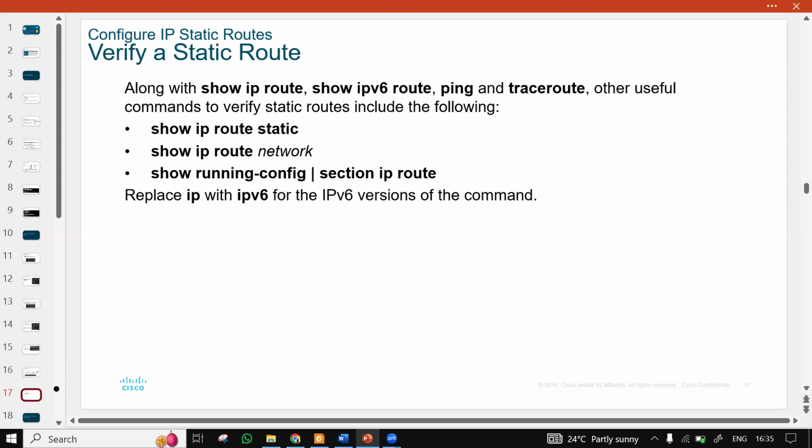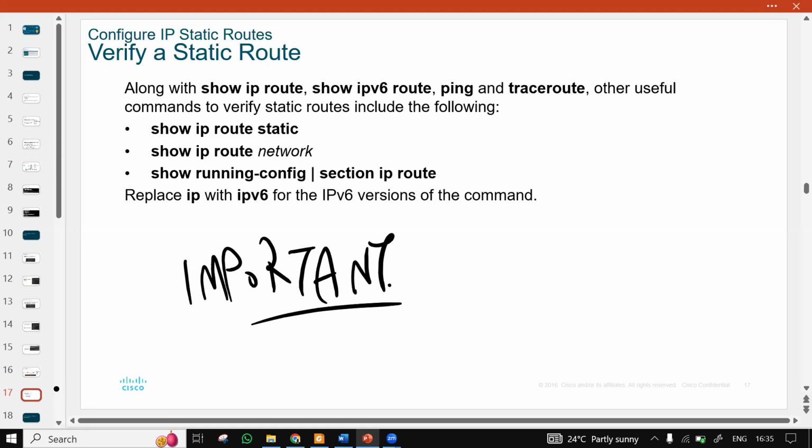Right. Verify a static route. Show commands. Very important. I have to repeat. Learning to use the show commands is very important. It shows you network behavior. So these are the show commands that we are going to be using.